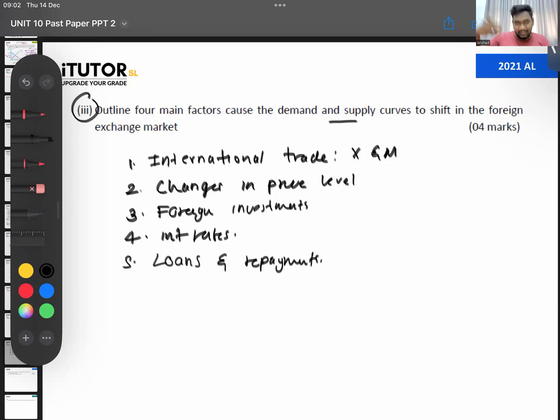So any monetary inflow or outflow, Lamai, is speculation. Any monetary inflow or outflow will ideally affect the demand and supply of the currency. So that is that part.